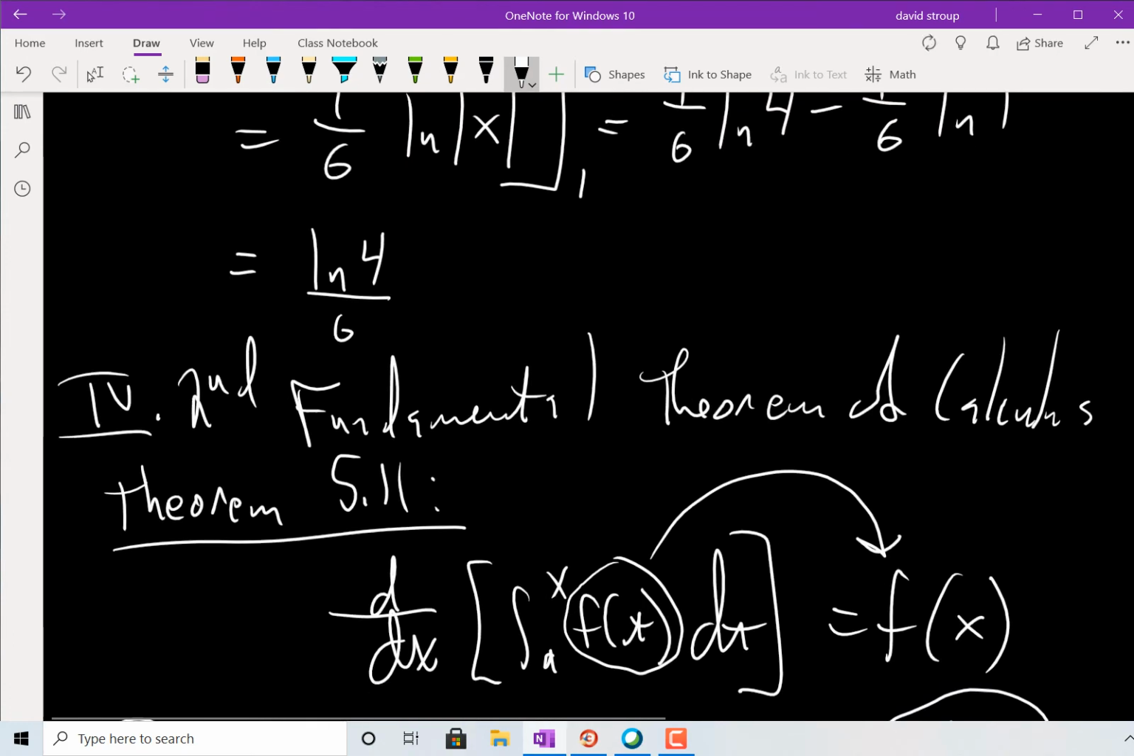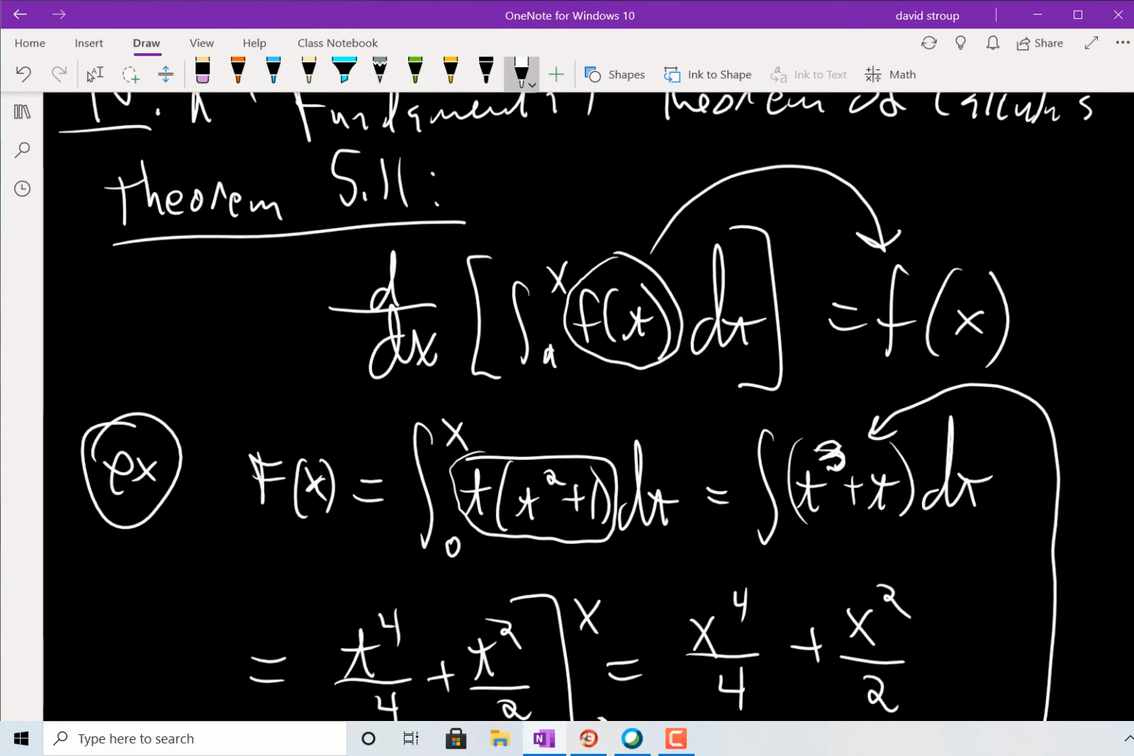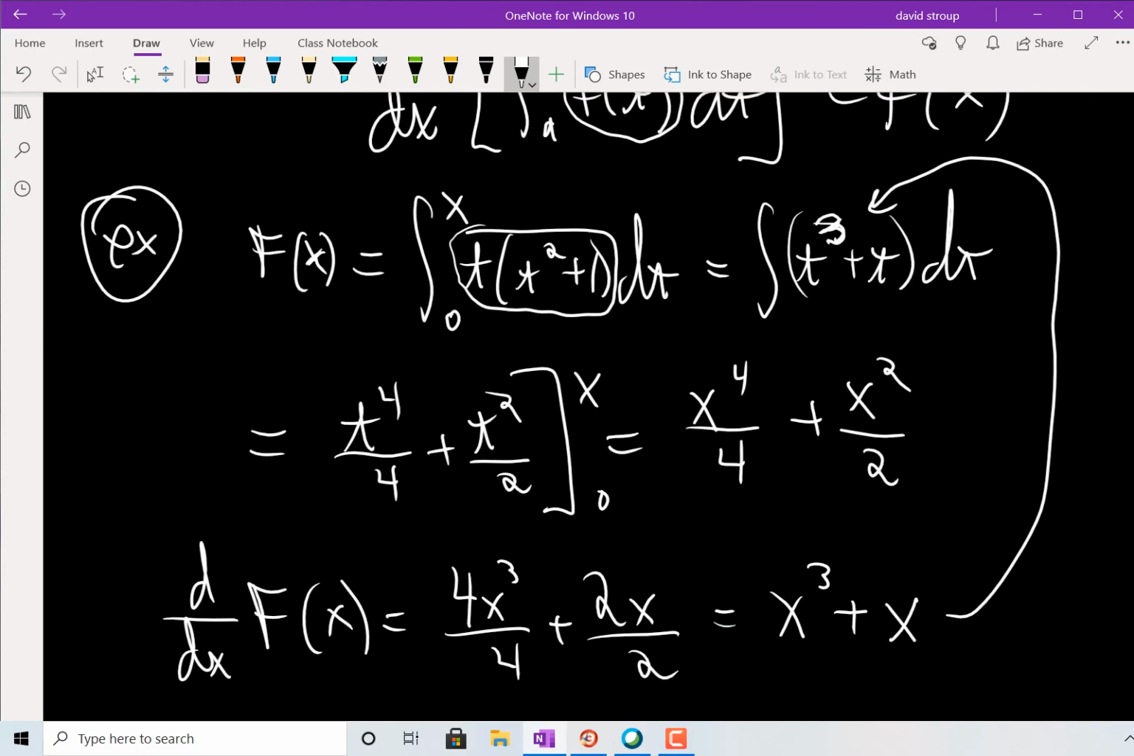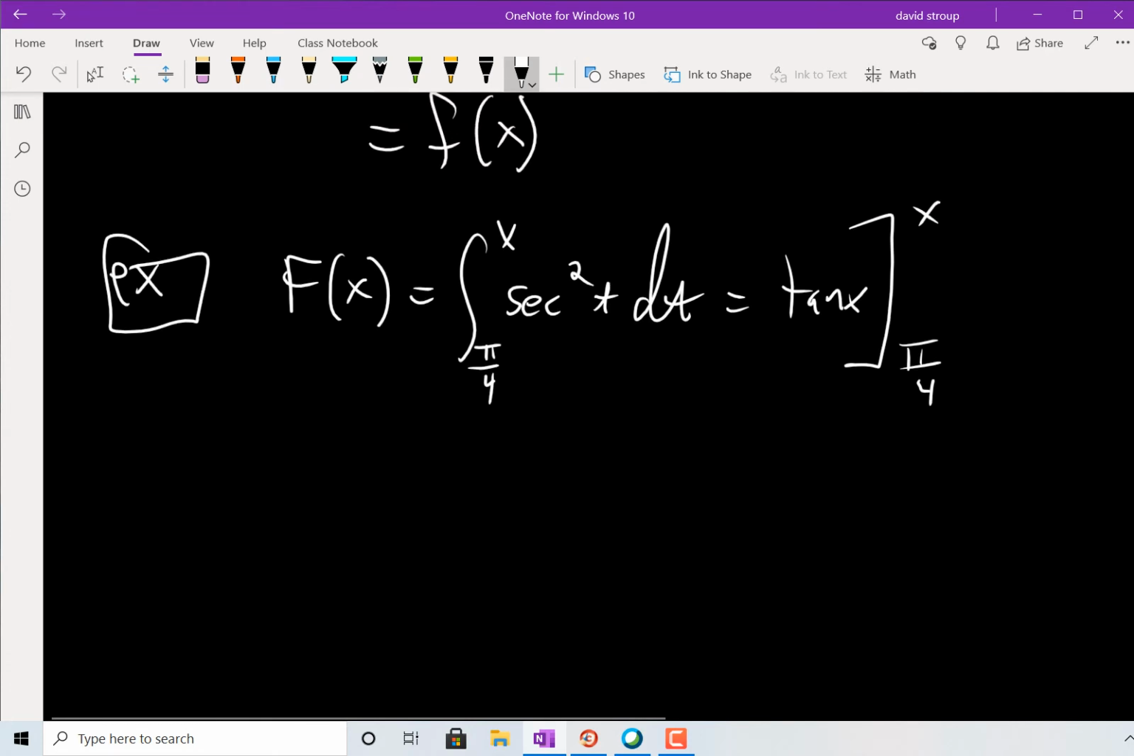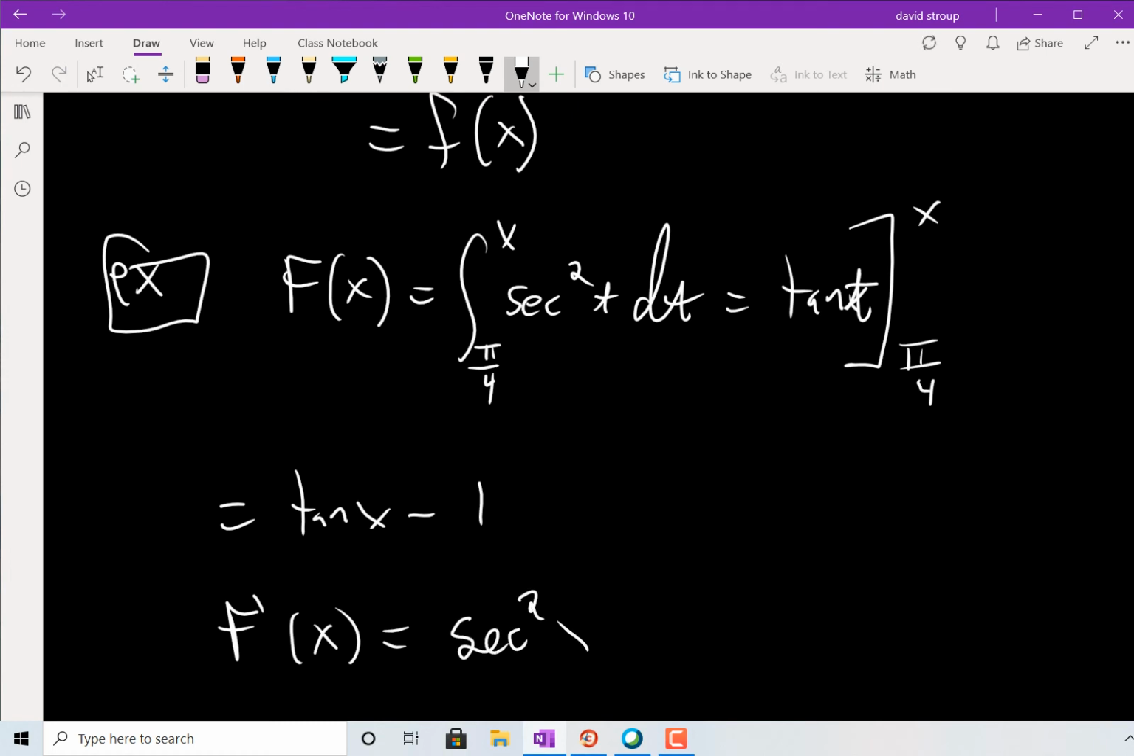Up here in my example, I started at 0 and went to x, but it could be any variable on the bottom limit. So you could use a. Anyways, this will equal tan x minus tan of pi over 4, which is just 1. And then if you take the derivative, we should get the secant squared right back. The derivative of tan x is just secant squared x, and we've shown it works.